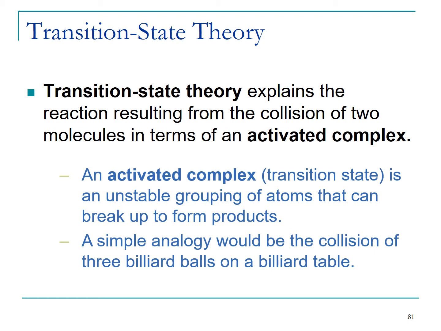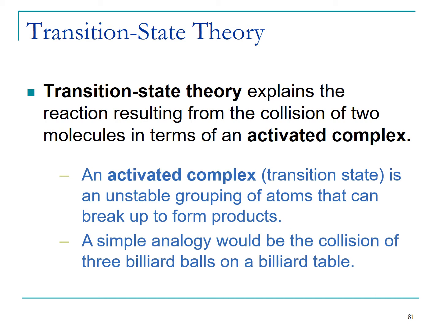It's an unstable grouping of atoms. They can break apart to form products. They can actually break apart to go back to the reactant. So they could go either way, but they're unstable. It's not something you can isolate. While it's happening, it's very unstable and it's very, very quick usually. So these molecules come together, create this activated complex, and then they fall apart. Either fall apart and go back to what they were, or rearrange themselves and fall apart to give the products.